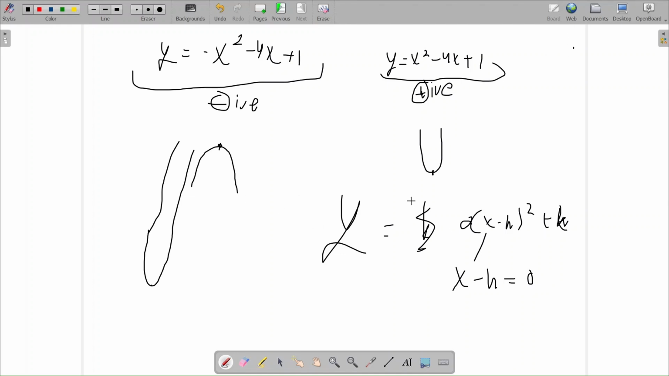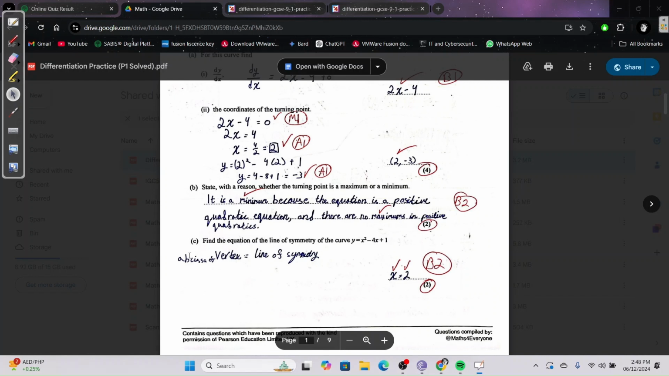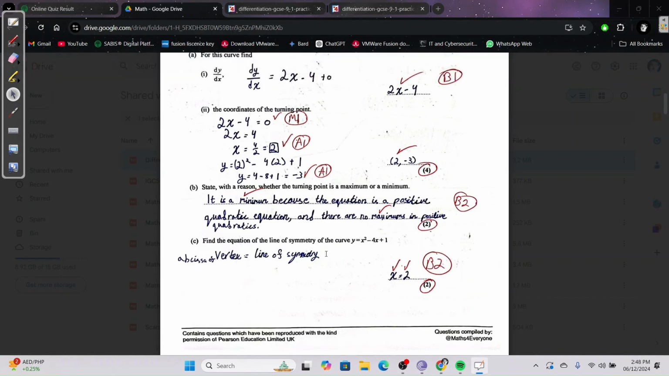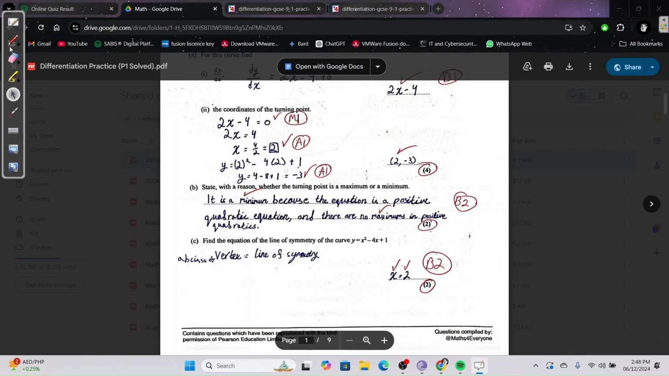I'm not going to explain this. You should know this. So you solve it. You find negative h is equal to whatever. The line of symmetry is the x coordinate. It is the x value of the vertex or the turning point, which in this case is h. So the abscissa of the vertex is equal to the line of symmetry. We found the abscissa of the vertex, or the turning point.